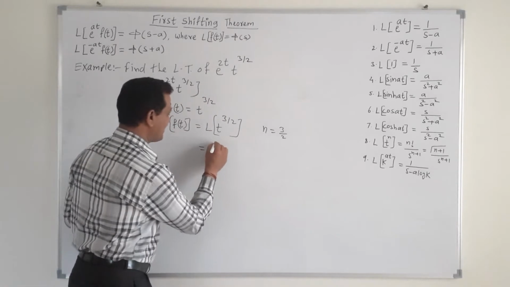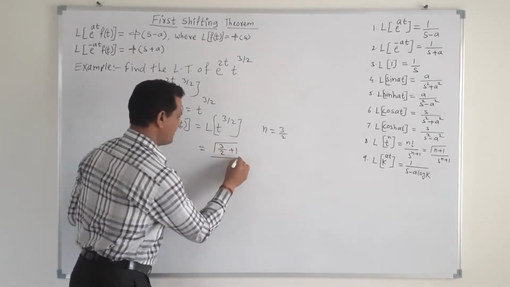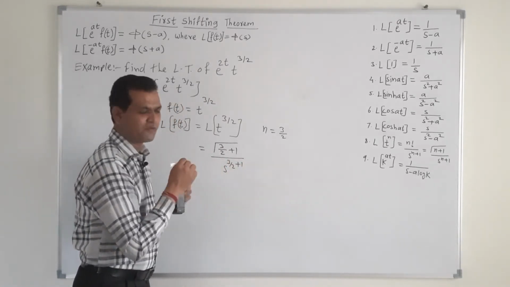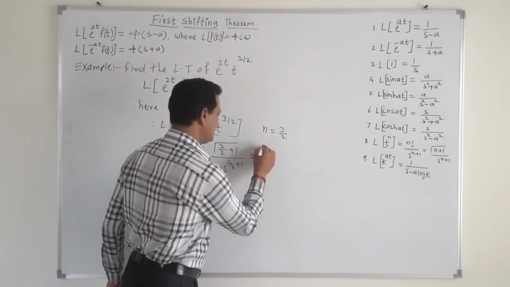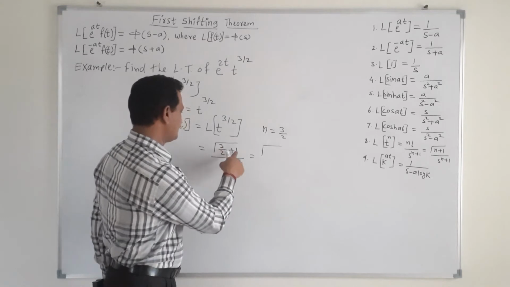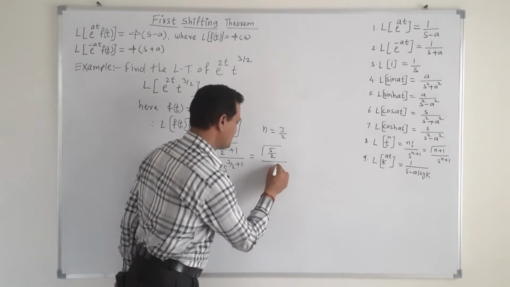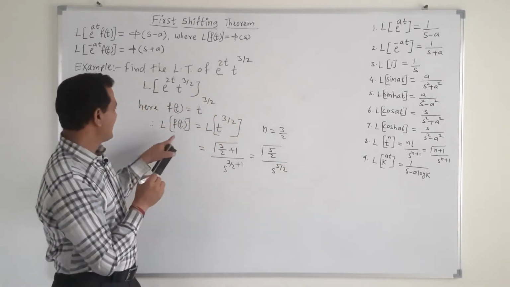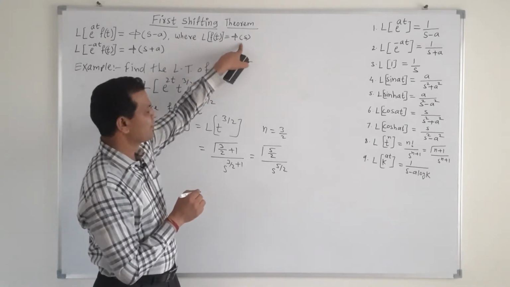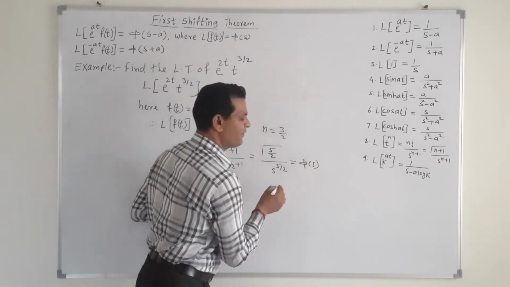So we can write its Laplace transformation as gamma function of 3 by 2 plus 1 upon s raised to 3 by 2 plus 1. If we simplify this, we get gamma function of 5 by 2 upon s raised to 5 by 2. Whatever Laplace transformation of f of t we are getting, according to this theorem we call it phi of s. So this is the value of our phi of s.